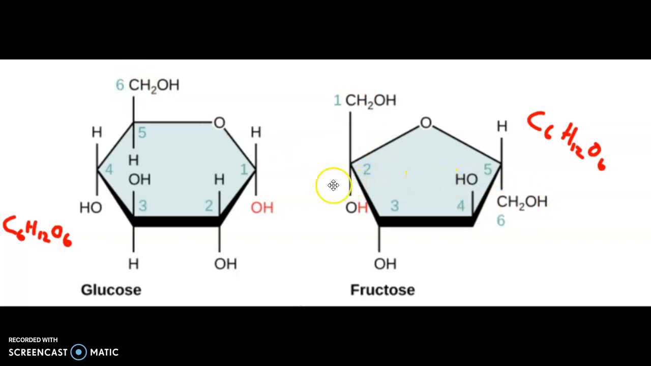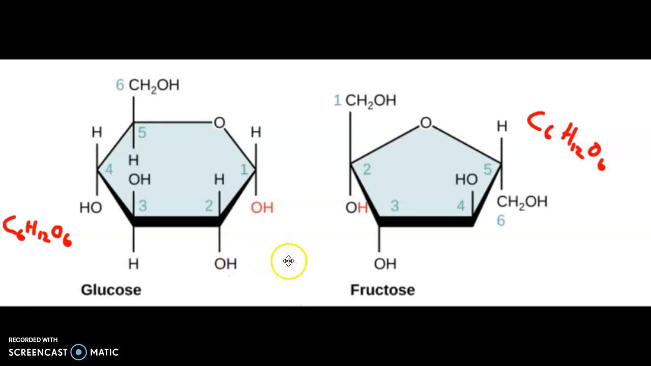And the numbering of the carbons is a little bit different. The first carbon on glucose swings around with the 6th carbon being off the ring, and the first carbon for fructose is off the ring and connected to another carbon down here, and then the 6th one goes off. Okay, so 5-sided structure versus 6-sided structure.